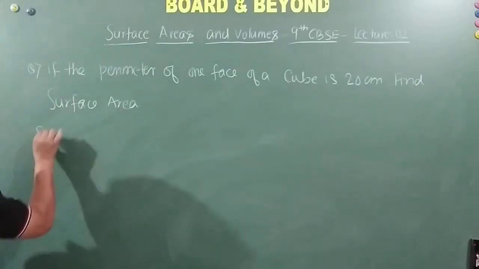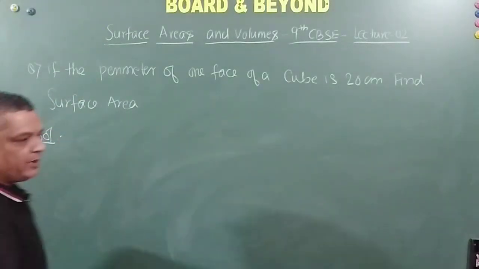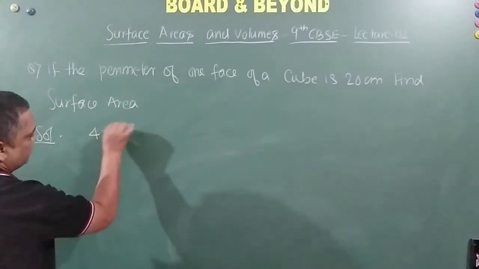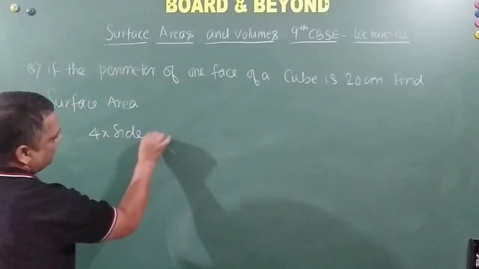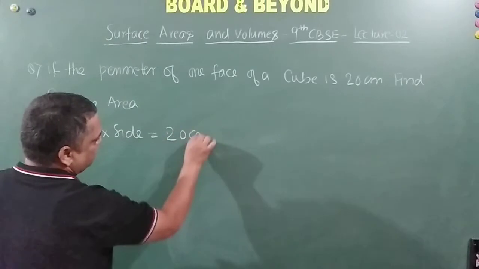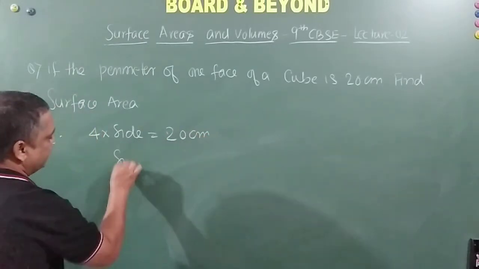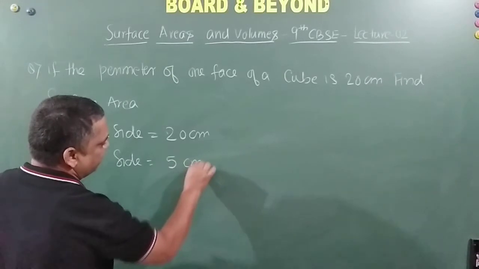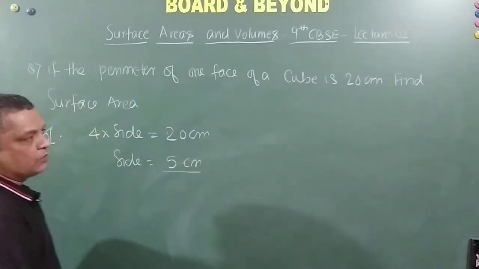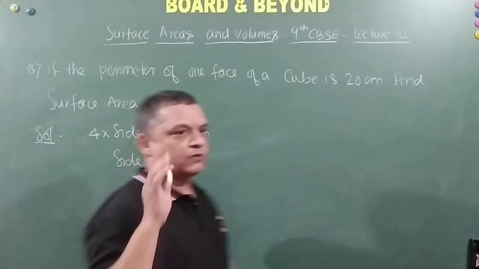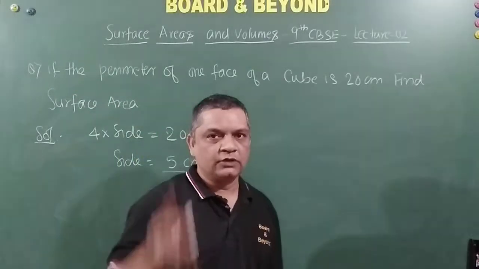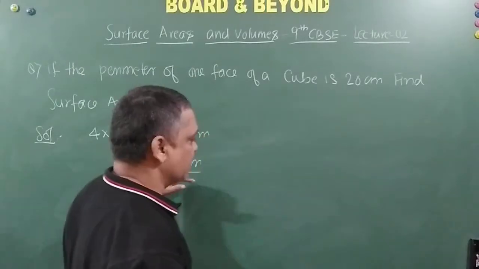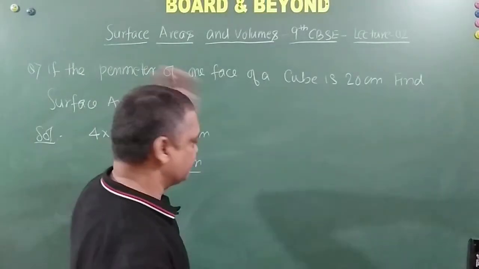Let's try to solve it. So what is the perimeter of a square, friends? That is equal to 4 into side, which is equal to 20 centimeter, right? So what is side now? Side is equal to 5 centimeter if I divide it by 4, right? So now I have got one side of the cube. Cube has all three sides the same, so knowing one side of the cube, we can definitely find the surface area.